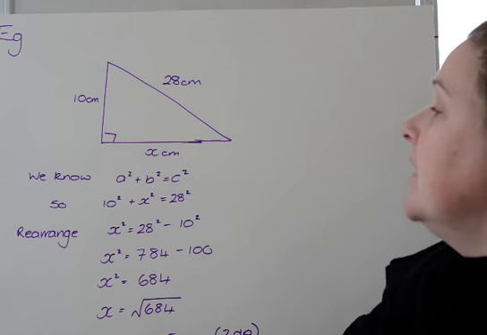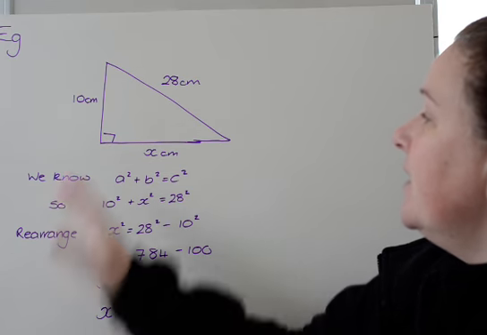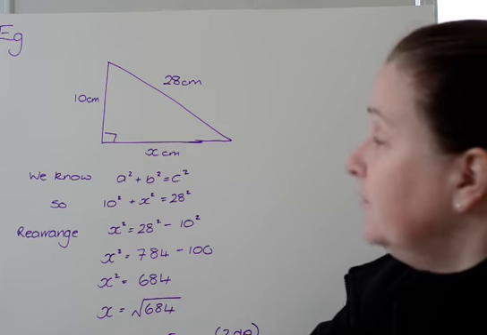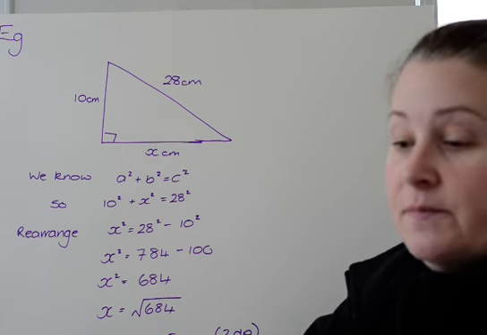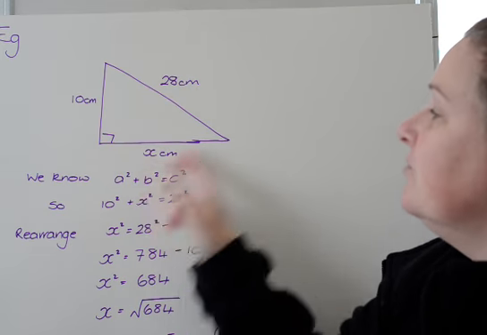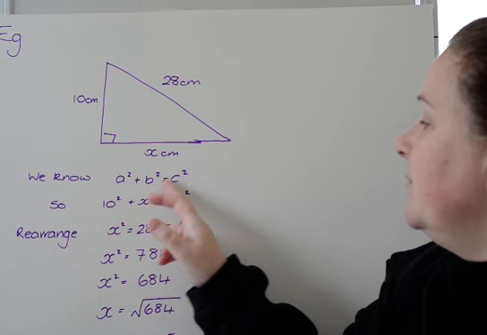So here's my right angle triangle. Now, it's a right angle. It's got a little square there. My hypotenuse I'm given is 28 centimetres long, and one of the sides is 10 centimetres long. So I'm looking at A, B and C. Just remember how I'm labelling my triangle. So A squared plus B squared is C squared.